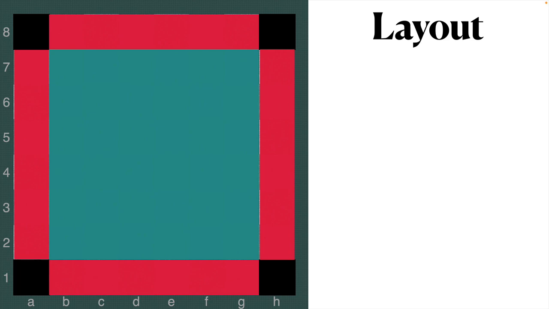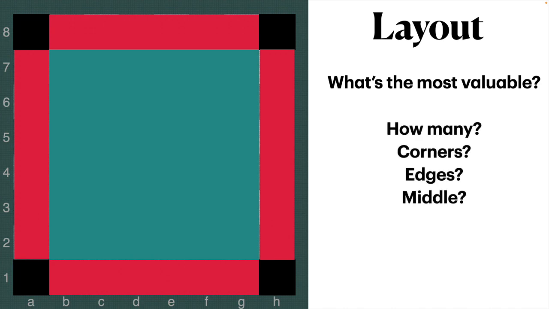You have 4 corners and 4 edges, a lot of edges, and the rest of it is what we call the middle. So the question you should be asking is, what's the most valuable square here? You can delve a little deeper and ask, how many corners are there, how many edges are there, and how many squares in the middle?